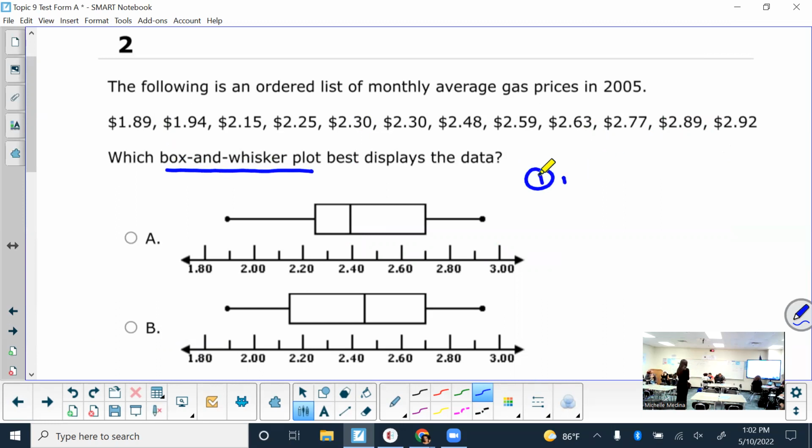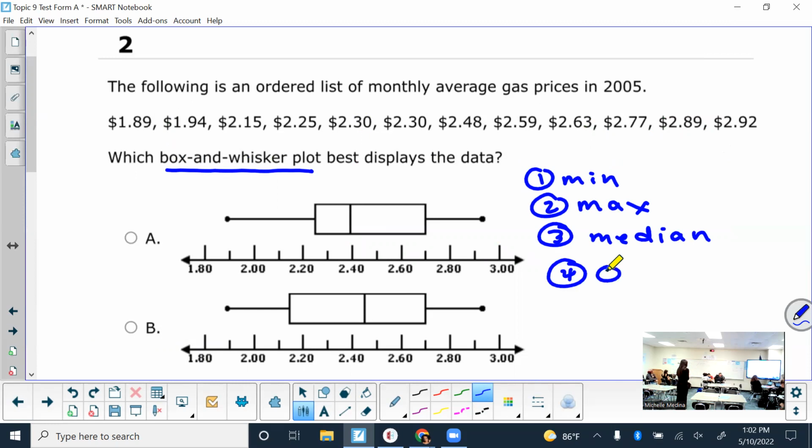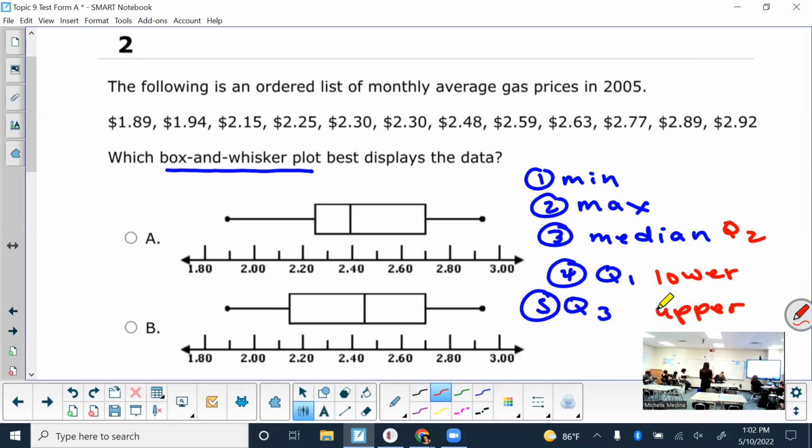What are those called? The maximum. Maximum, minimum. And the Q3, median, and the Q1. Good. So that is correct. These are the 5 values that you need. Know that the median is also called Q2. And this is my lower quartile and my upper quartile. So if you can identify all of these, you should be able to pick the one that matches. So what's my minimum? 1.8. What's my maximum? 2.90.